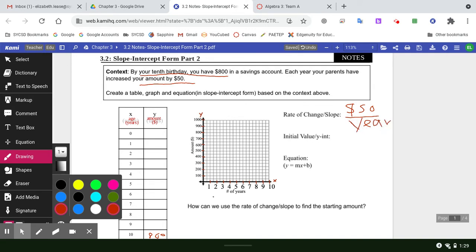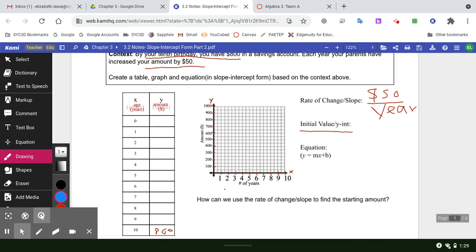So I want you to take a moment, given these two pieces of information, that at 10 years old you have $800 and your account increased by $50 per year, can you determine what the starting amount was? So pause your video to think about it.